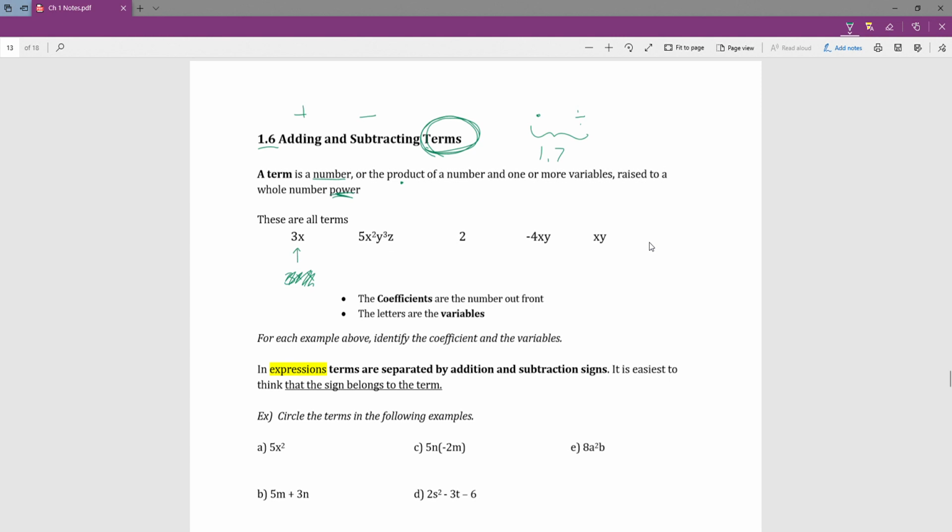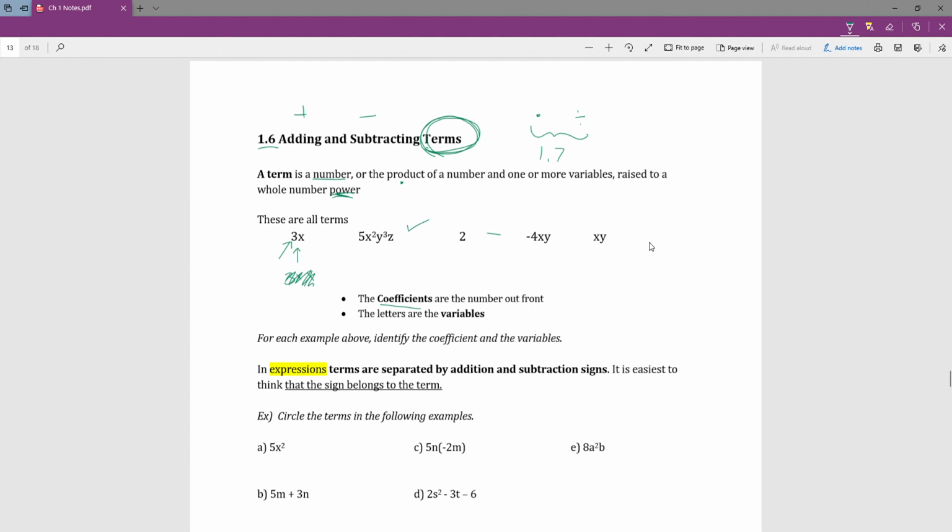If we were to dissect this a little bit more, these are all terms, and we'll go through them all. The number out front, so that 3, the whole number here, is a coefficient. So any number that's out front is a coefficient. I said whole number, but it can be a fraction. The letters are the variables, and we're used to those. And then we have the exponents up here.